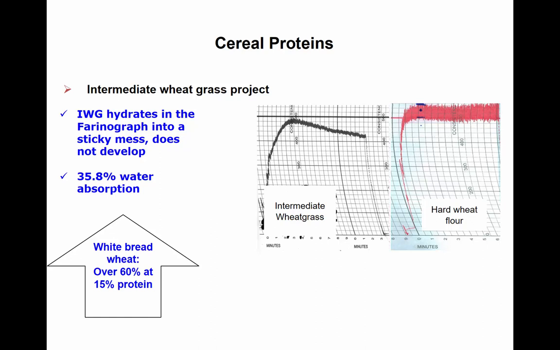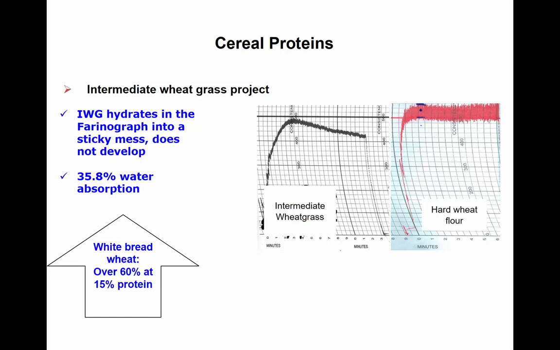Okay, we did functionality testing using a farinograph. Are all of you familiar with a farinograph? Kind of, sort of. A farinograph is where you mix your dough and measure water absorption, and at the same time you monitor the strength of the dough by looking at Brabender units. Usually you monitor the strength at 500 Brabender units. If you look at hard wheat flour, it's really very strong. It stays for a long time at 500 Brabender units.